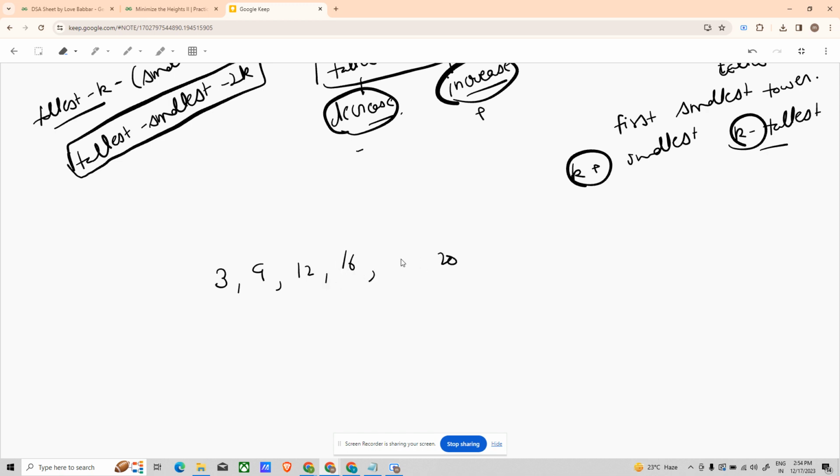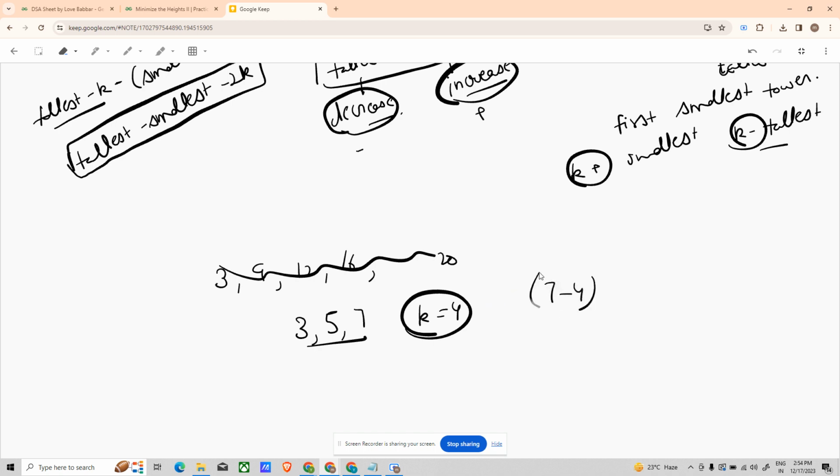What if 18 was present here? Just a minute, not 18. Let me take another example: 3, 5, 7, and k is 4 here. What would happen in this case? You would say 7 minus 4 minus 3 plus 4, which gives rise to 7 minus 3 minus 8, that is 4 minus 8, which is negative 4, as the answer.